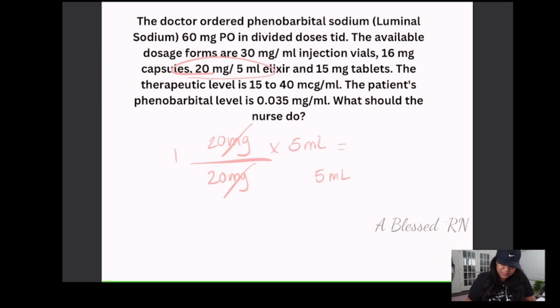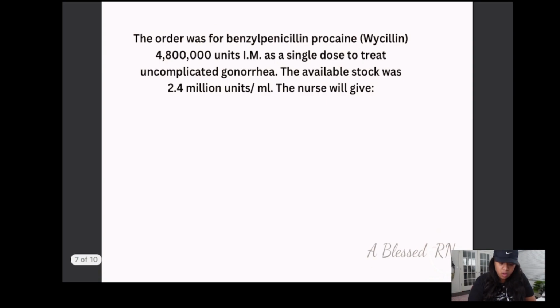Let's do another one. The order was for benzyl penicillin procaine, Vicillin, 4,800,000 units IM as a single dose to treat uncomplicated gonorrhea. The available stock was 2.4 million units per milliliter. The nurse will give. Gotta figure it out, don't we?